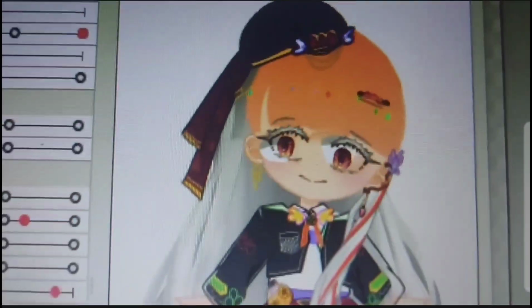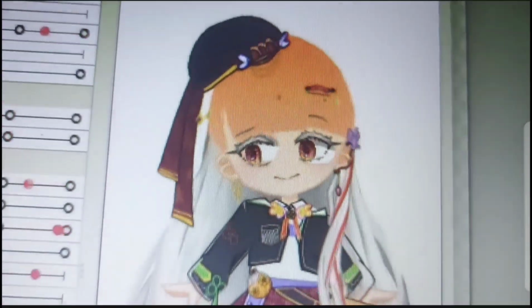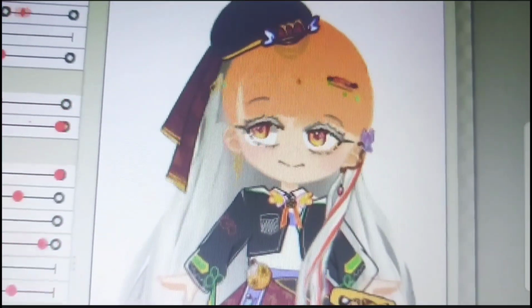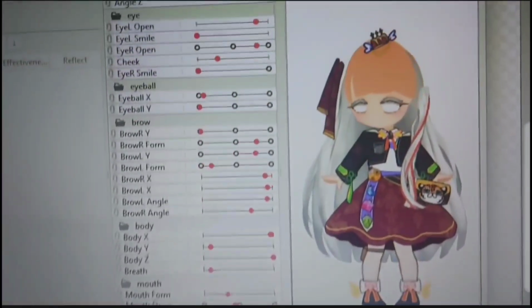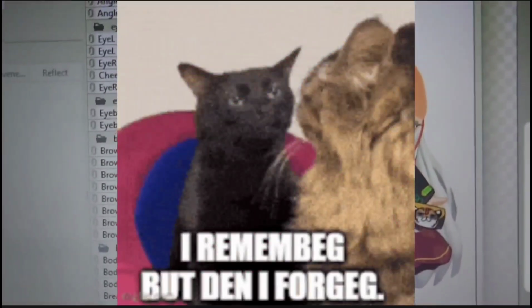That's why this preview thing is really helpful, because I don't even know what I rigged. I forget so much. I don't even remember what I ate yesterday. How could I remember what I rigged?